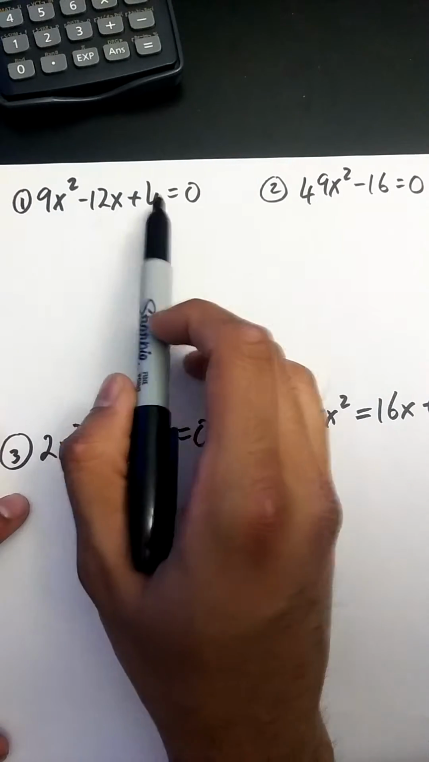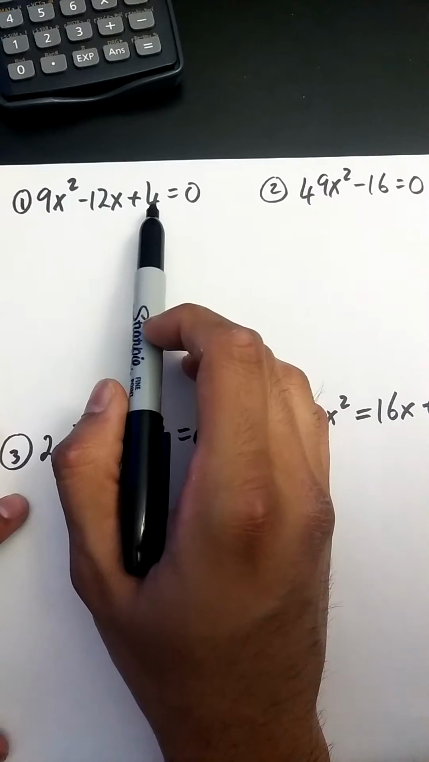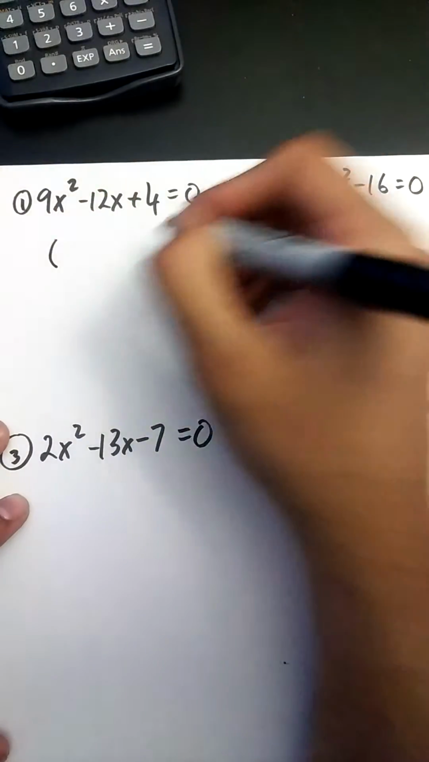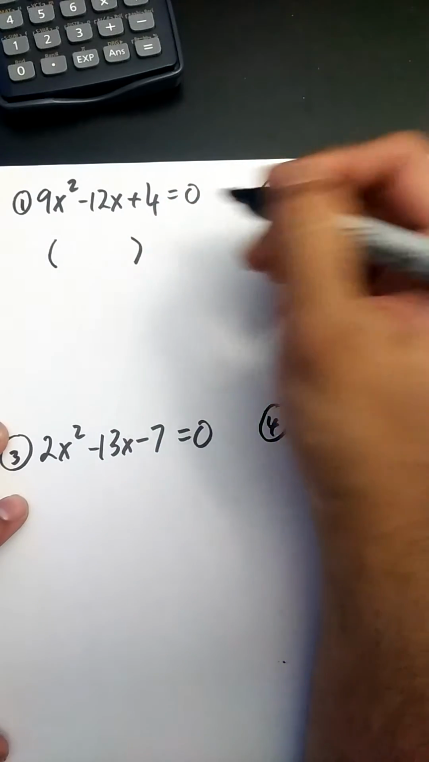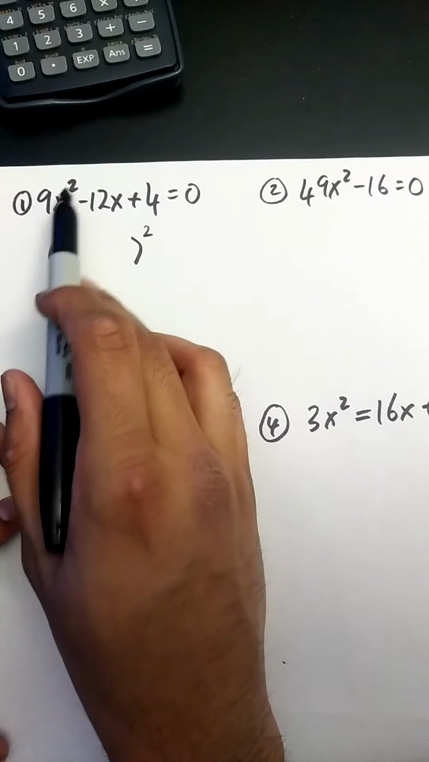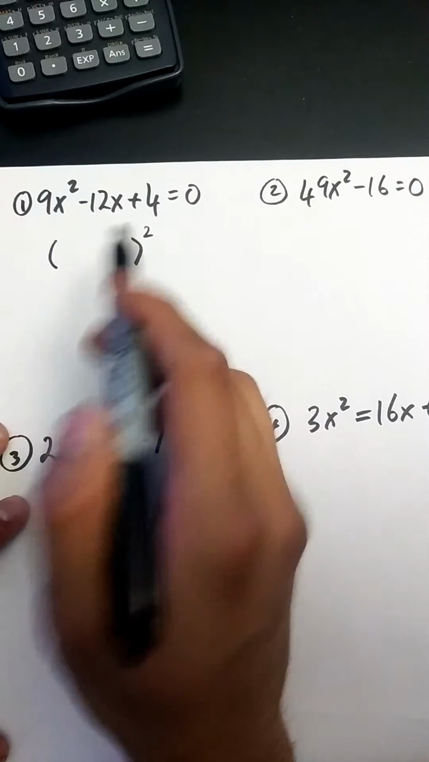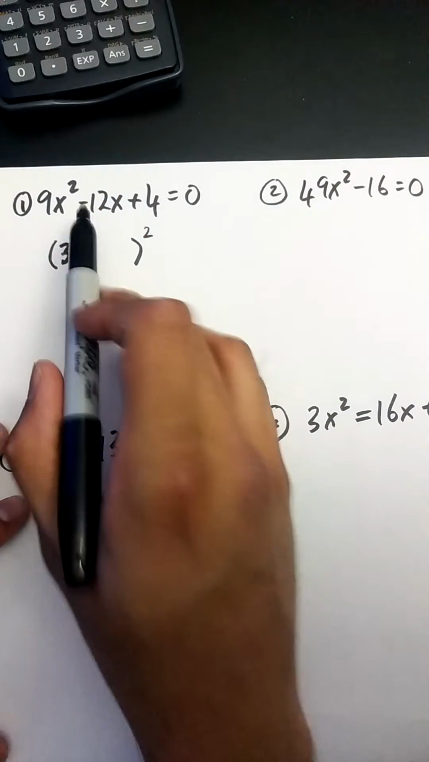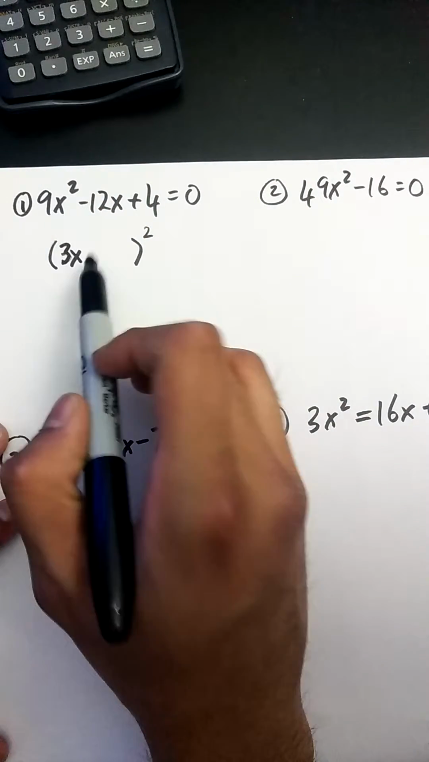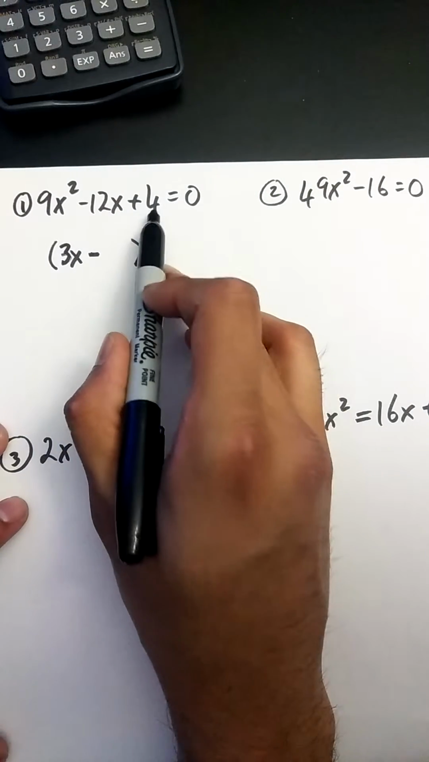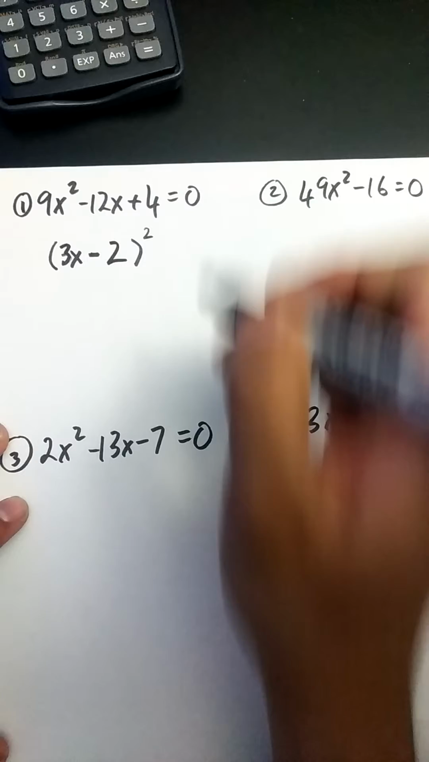if you look at the first term and the last term, you can notice they are both square rootable. So we can do a perfect square over here. So when you're doing perfect square, you make a bracket, you put a square outside it, and then you square root each term. So the square root of 9x squared is 3x. You always take the middle sign over here and put the exact same sign down here. And then the square root of 4 is 2.